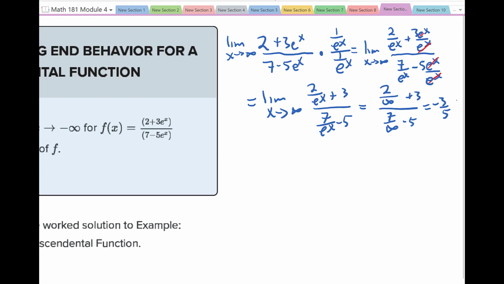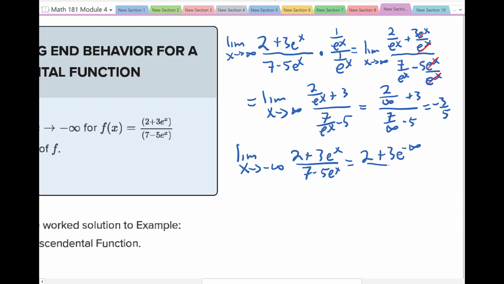On the other hand, this one's kind of interesting. The limit as x goes to negative infinity of 2 plus 3e^x over 7 minus 5e^x. Now, if we did the same thing, we would have ended up with 2 over e^(negative infinity), which would have been 2e^infinity. So we don't need to do that this time, because if I put in that negative infinity, that's like saying 2 plus 3e^(negative infinity) over 7 minus 5e^(negative infinity).